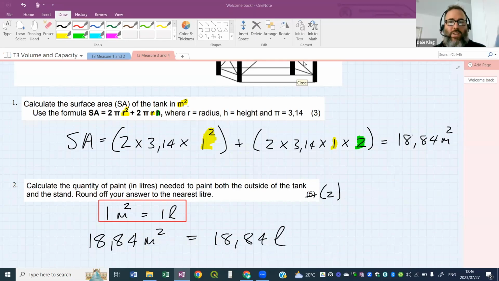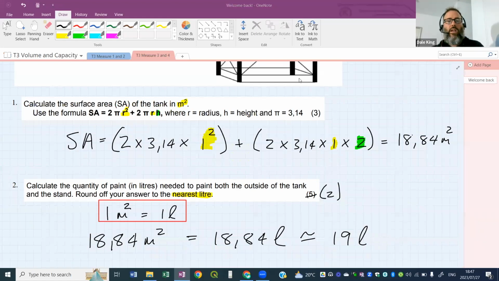Ah, Lutando is hitting back with, hold on, sir, you're not done. Don't rush off now, because they said to the nearest liter, which means we need 19 liters. Thank you, Lutando.